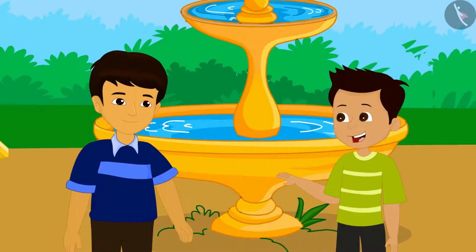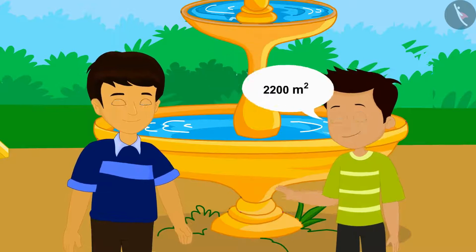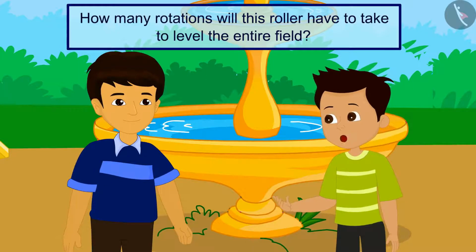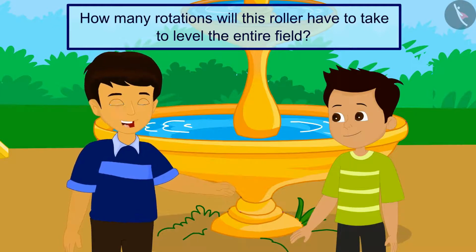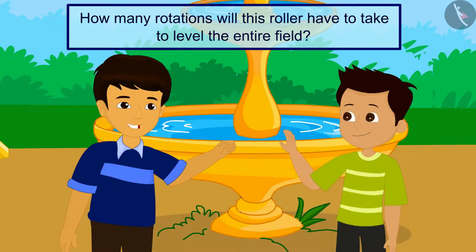The area of the ground is 2,200 square meters. Then, how many rotations will this roller have to take to level the entire field? We can find this very easily through mathematics. That means it's math time!